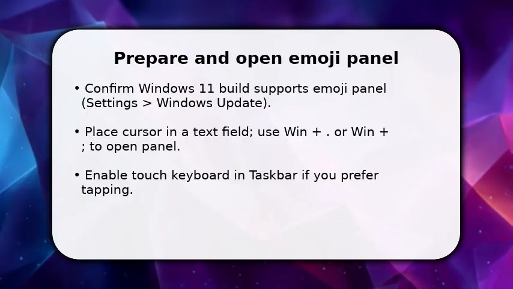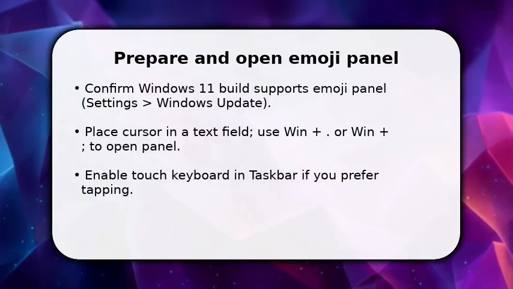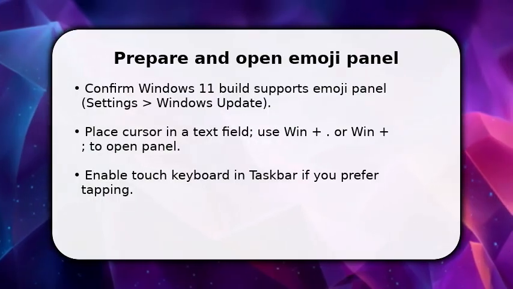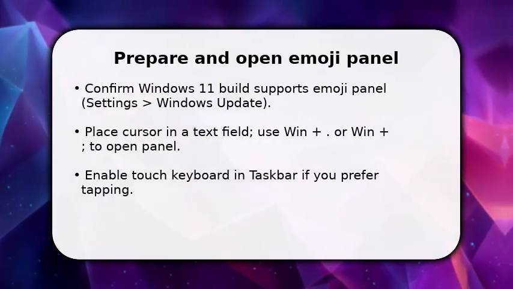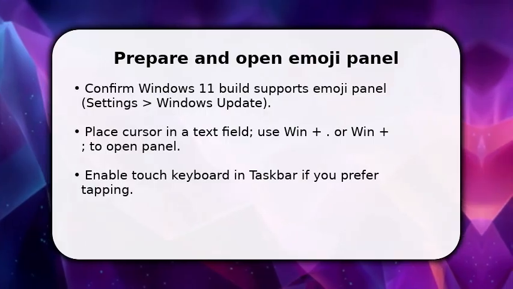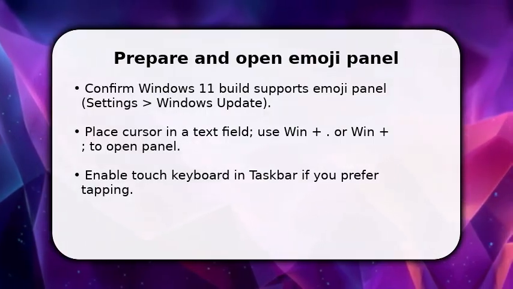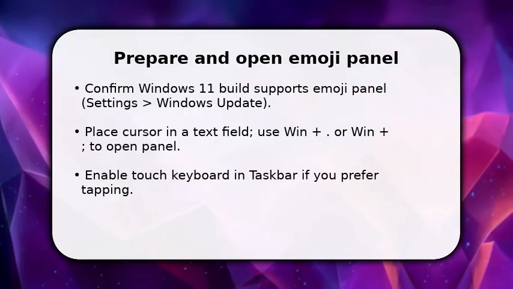Enjoy the video. You start by verifying Windows 11 is up to date so the emoji panel works correctly. Once done, place the cursor where you want to type and press Win plus period, or Win plus semicolon. That opens the emoji picker instantly.